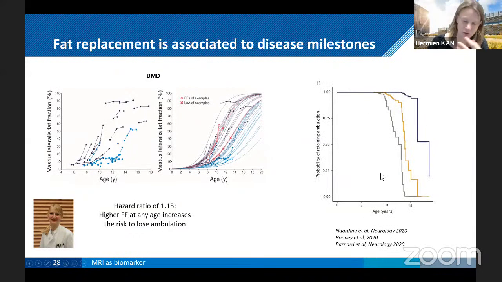And Imaging DMD, so the group in the US, showed at about the same time a very similar thing, where they plotted it in a different way. So they show the probability of retaining ambulation, so the fact that you keep your ambulation, is actually increased if you are on a different trajectory of your fat fraction increase, right? So these are the different percentiles of the different trajectories. So for us, it was really nice, right? That two groups independently of each other show the same thing, show the fact that a higher fat fraction at any age increases the risk to lose ambulation.